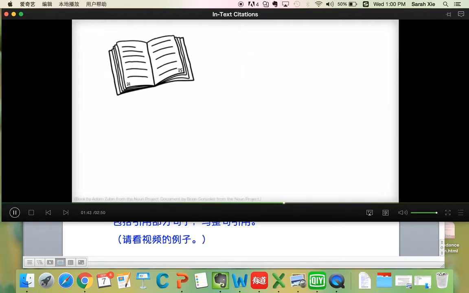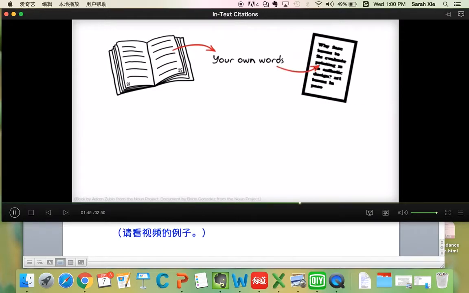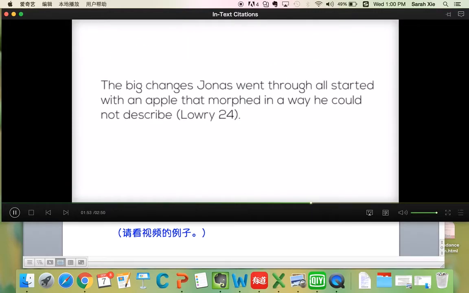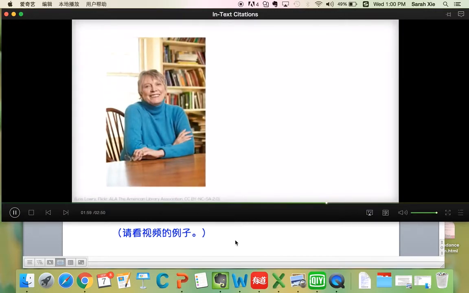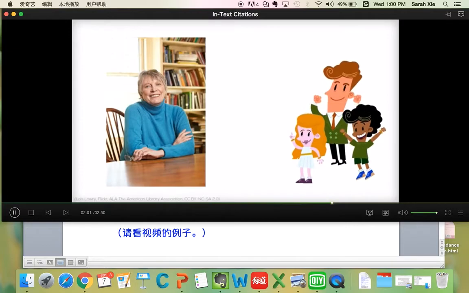Let's say you want to explain something that happened in The Giver, but you explain it in your own words instead of taking it straight out of the book. This is called a paraphrase, and while you don't need to include quotation marks, you still need to include an in-text citation. This will give credit to Lois Lowry's writing and let your teacher or classmates know where the event happened in the book.